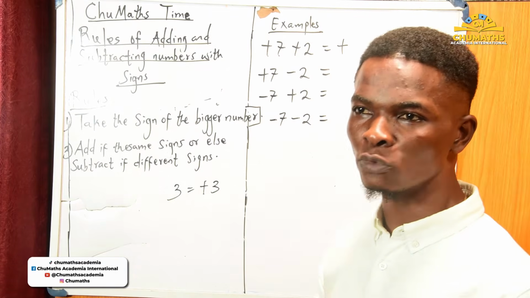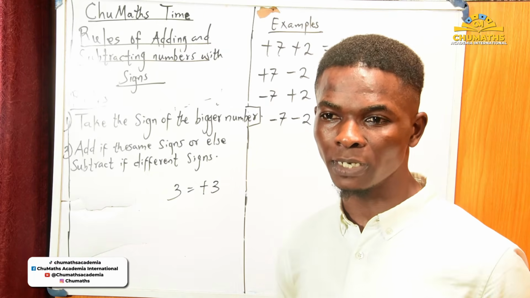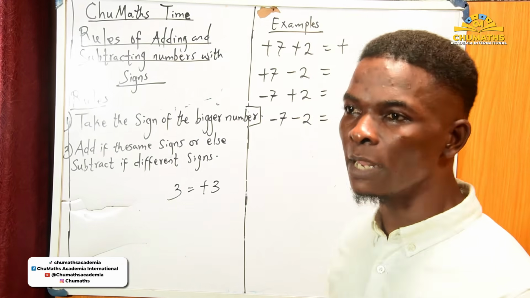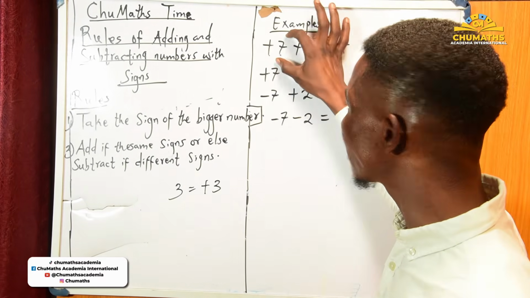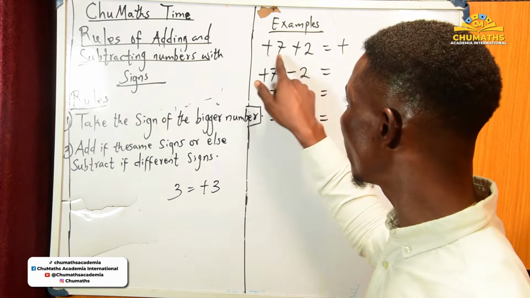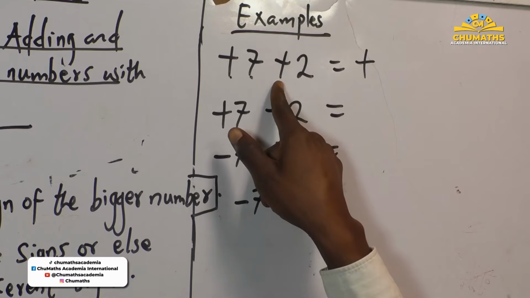It's just like a pregnant woman. The child, or the sign of the pregnancy, is always at the front, not at the back. So the same thing in mathematics, the sign of every number is always at the front, not at the back. So that means the sign of 7 here is plus, and the sign of 2 is plus also.